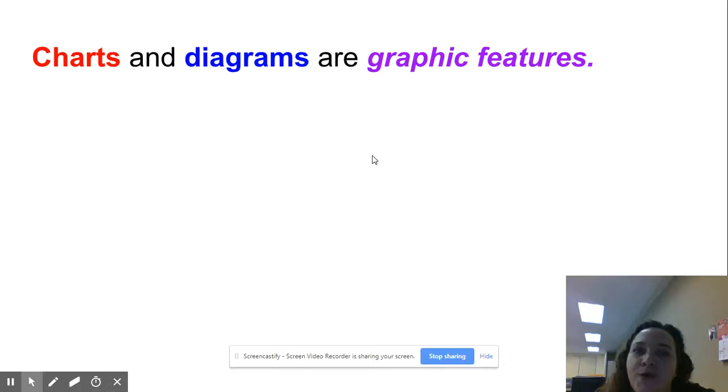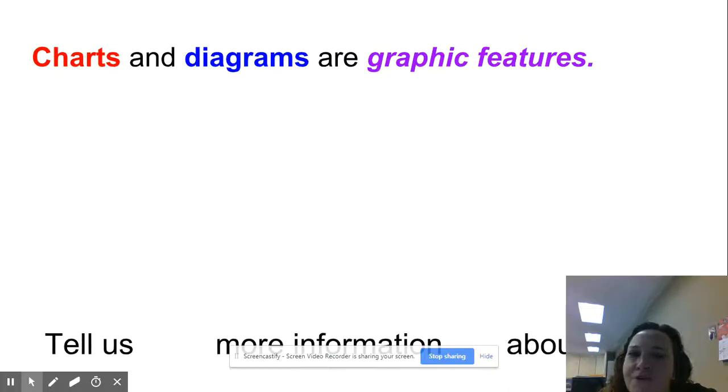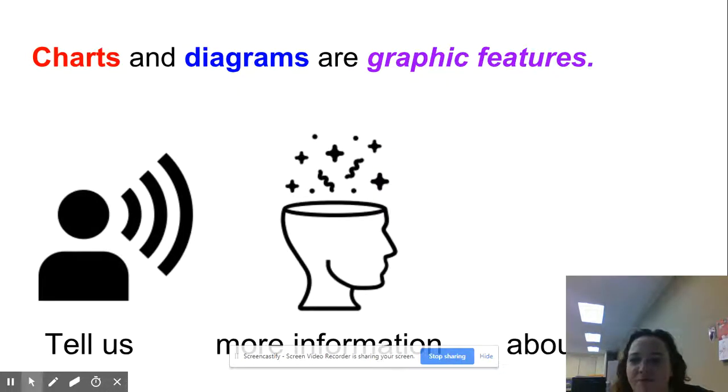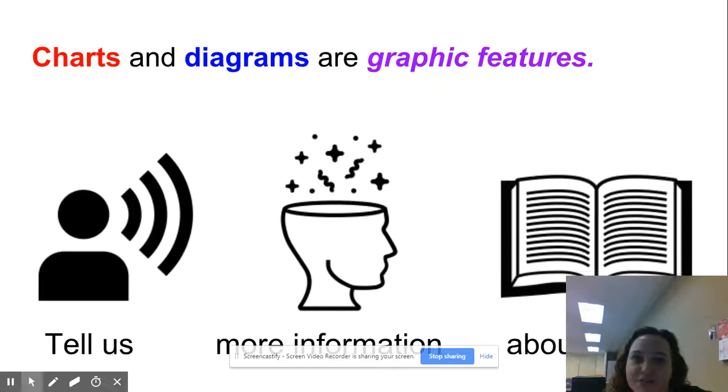Charts and diagrams are what we call graphic features. The job of a graphic feature is to tell us more information about the text. So let's break that down. Graphic features tell us more information about the text. And we can see this right away. We don't have to read it. It's just right there in front of us.